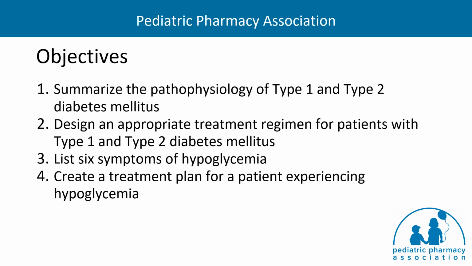We are going to cover the following objectives. We're going to be talking about the differences in the pathophysiology between type 1 and type 2 diabetes mellitus. We'll be talking about how we design appropriate treatment regimens for patients based on their presentation with either type 1 or type 2 diabetes. And then we'll also be discussing hypoglycemia, learning how to recognize that, as well as what we need to do in terms of treatment for hypoglycemia.